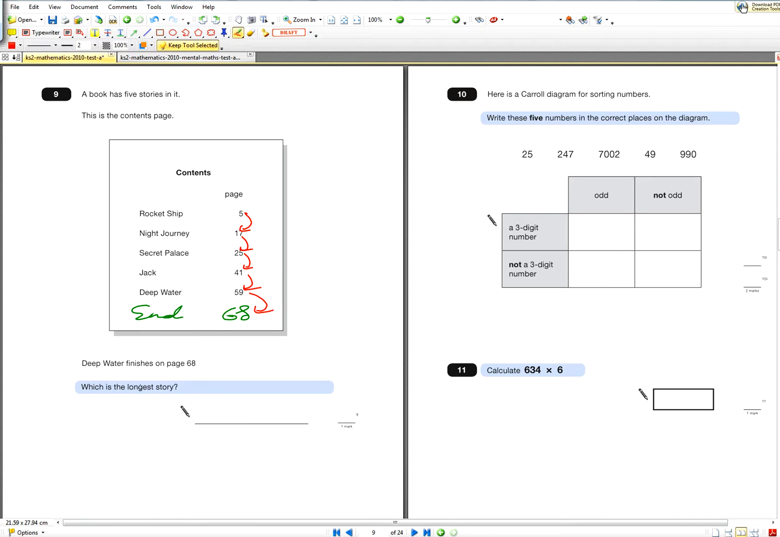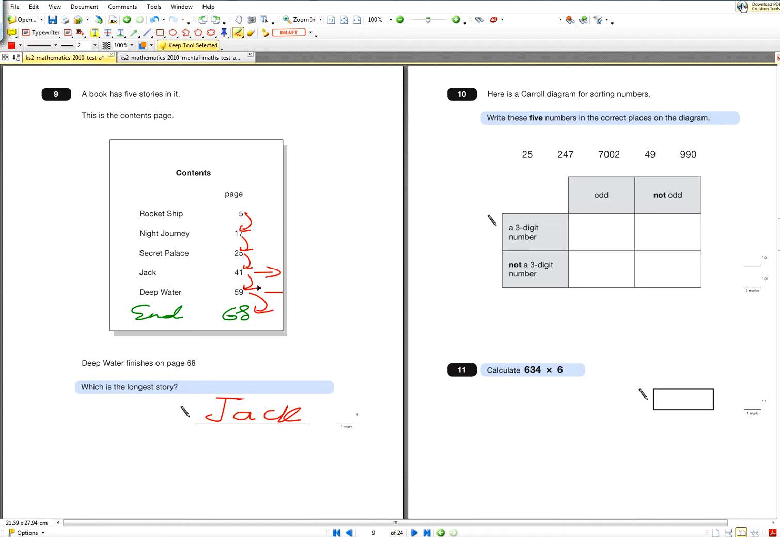And has anybody got an idea what the answer is? Which is the longest story? Go on, Jack. Okay, how many pages was Jack? 28. Okay, Jack, 41, take away 25 is 28. Okay, that should give you 16 pages, doesn't it? 25 to 41, yeah? Secret Palace starts on 25, and then it finishes on 40, sorry. So you got how many pages? 15 pages. So then it starts on page 41 and it finishes on page 58.